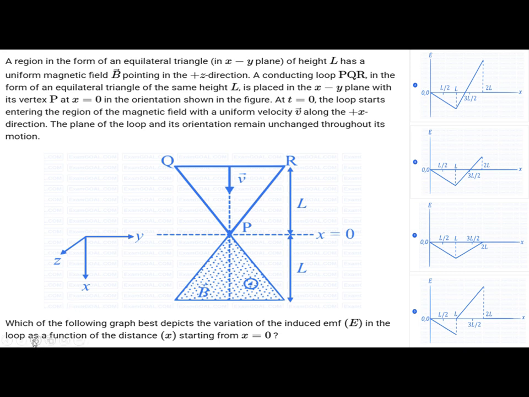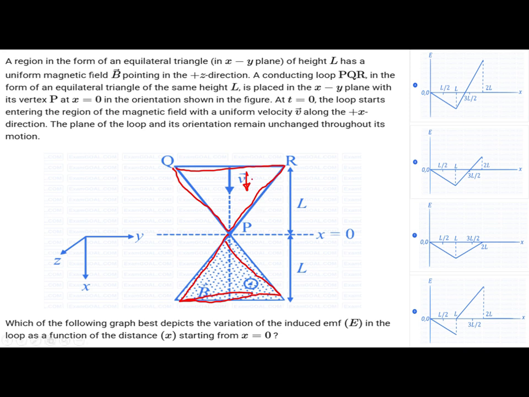It is pointing upwards. So there is a magnetic field in this region and it is pointing upwards. PQR is a coil. This is a coil PQR. And this coil is moving downwards with a velocity v, it's given.